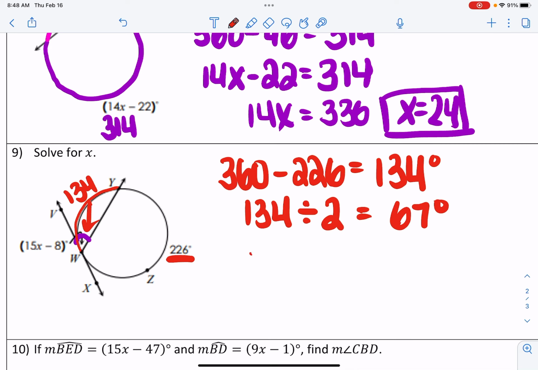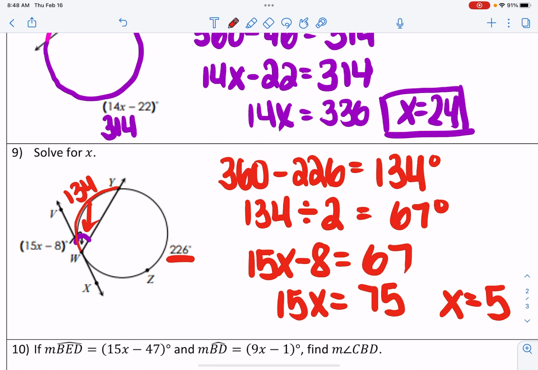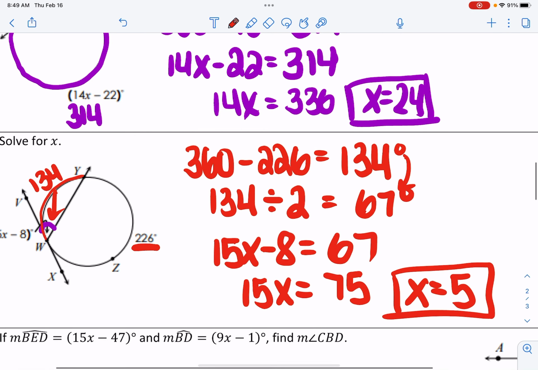And then finally, I'm going to set my algebraic expression equal to 67 degrees. Okay, so I'm going to add 8 to both sides. You get 75 equals 15x. And then divide by 15, you're going to get x is 5. Okay. So you're kind of like working backwards. Like if you start here, you move that number here, you move that number here, okay, and so on and so forth.